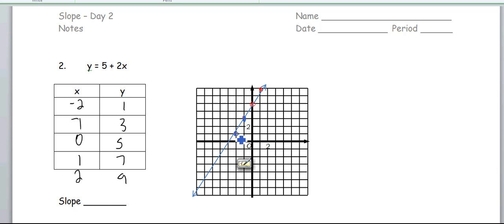Now to get to that point and just stay on the grid of the coordinate plane, I need to go up 2. So that's up 2, and then to the right 1. So I'm changing 2 going up and 1 to the right, horizontal. So I'm going to put V for vertical over H horizontal. So 2 over 1 equals 2. So my slope is 2.